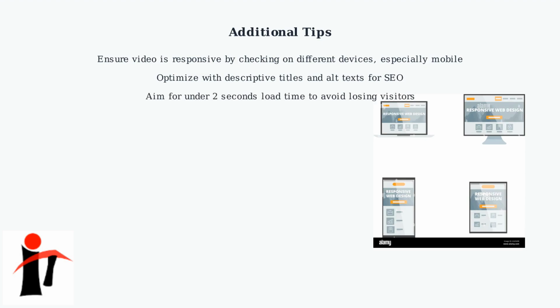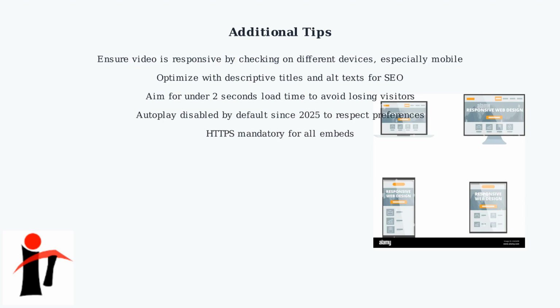Regardless of the method you choose, make sure your video loads quickly. Aim for under 2 seconds to avoid losing visitors. Remember that as of 2025, autoplay is disabled by default to respect user preferences, and HTTPS is mandatory for all embeds.